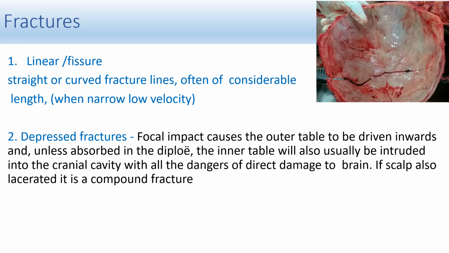The second one is depressed fracture. These are due to focal impacts with a considerable force, making the outer table to be driven inwards. If the force is not absorbed by the diploe, the inner table will also usually be intruded into the cranial cavity with all the dangers of direct damage to brain.